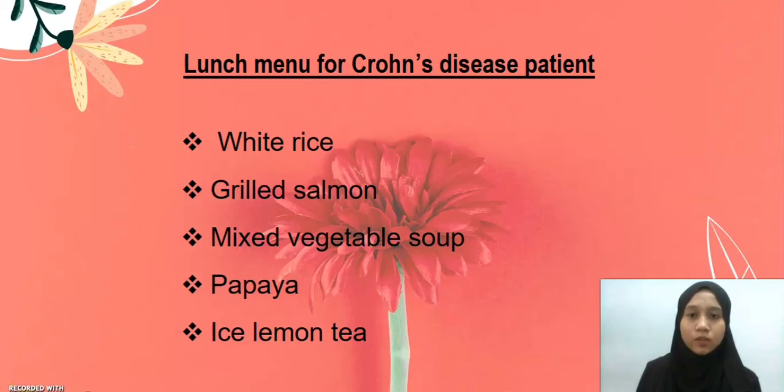My name is Naraina Fariza binti Azman. So today I want to present about the HACCP plan table for the lunch menu for Crohn's disease patient. The menu is white rice, grilled salmon, mixed vegetable soup, papaya and ice lemon tea.